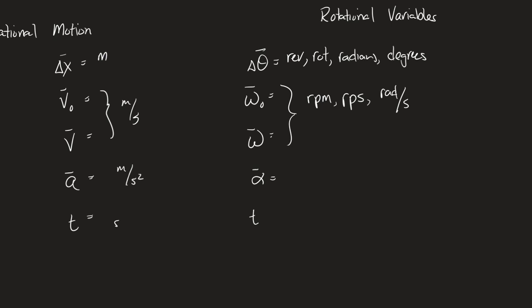And of course, for acceleration, we're talking about radians per second squared. We don't really use anything else besides that, so if you're asked for acceleration, you're very likely going to have to convert all of your numbers into radians, and time stays the same.